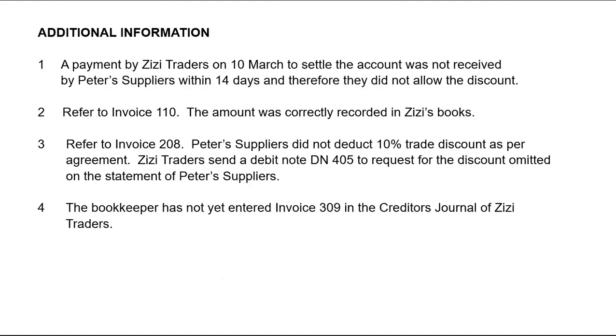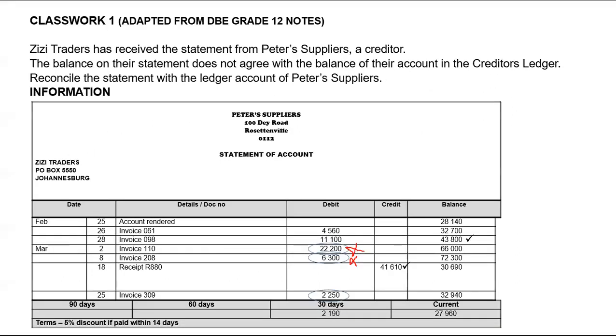All right. Let's move to number 4. The bookkeeper has not yet entered invoice 309 in the Creditors Journal of ZZ Traders. So it's us that did not record it. It's 309. It was there in the statement. It was on the debit side. I remember it very well. So in the statement, it is correct. We just did not record it.